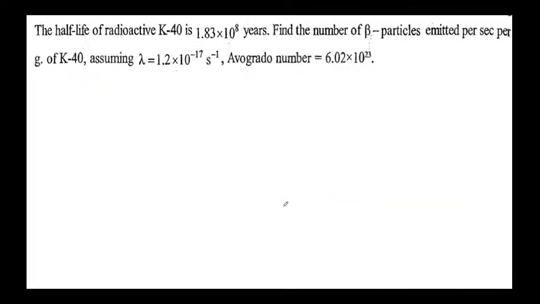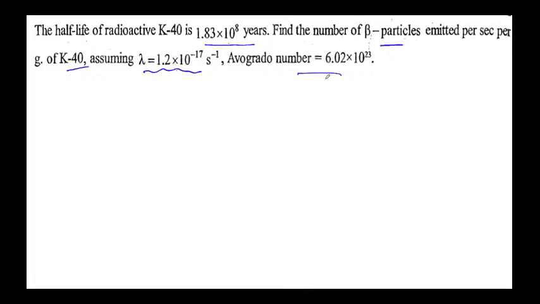So moving toward the next question. The half-life of radioactive K40 substance is 1.83 into 10^8 years. Find the number of beta particles emitted per second per gram of K40, assuming the decay constant is 1.27 into 10^-17 second inverse and Avogadro number is 6.02 into 10^23.